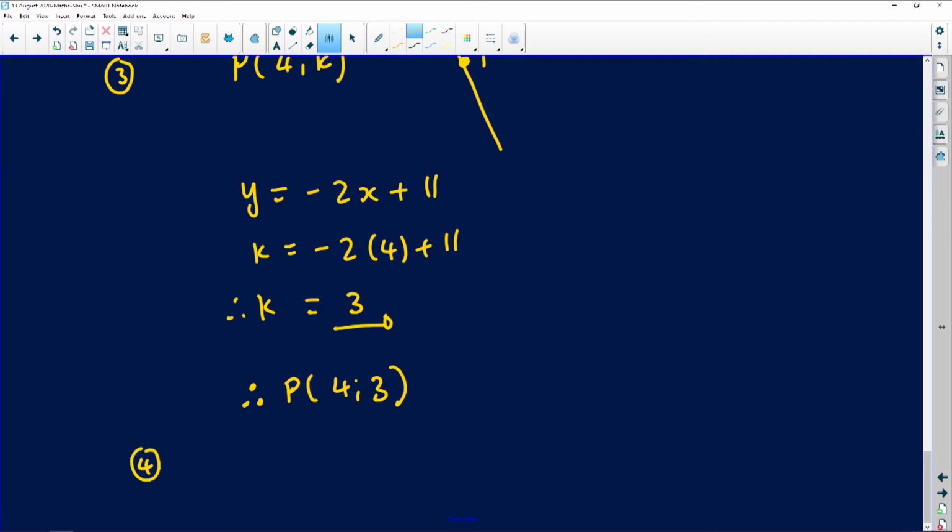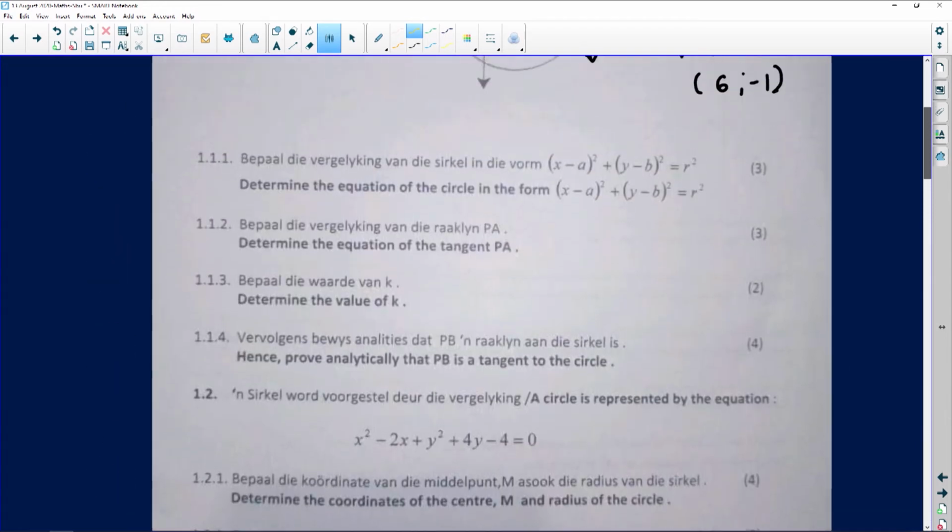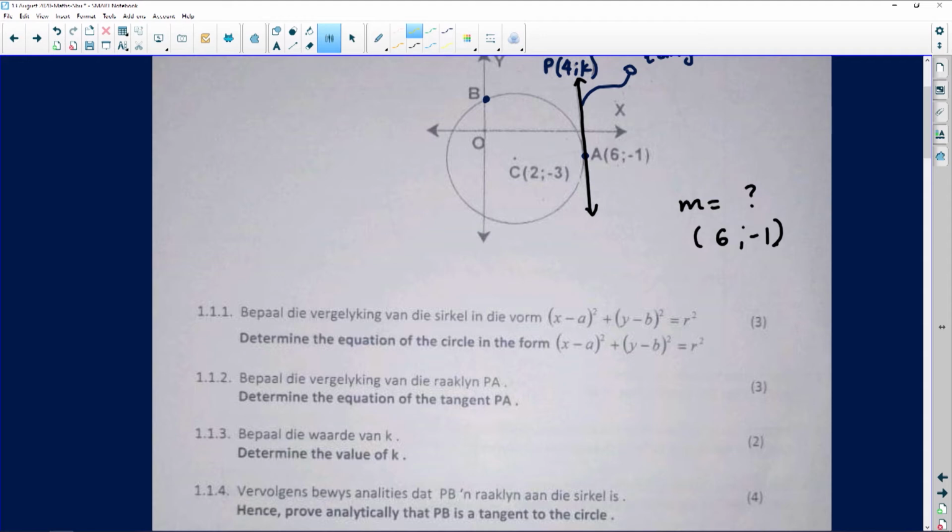Okay, so number 4 says, now hence prove analytically, right? So let's go to it. We're going to have to prove analytically. They say to us here in question number 1.1.4, hence prove analytically that PB is a tangent to the circle.